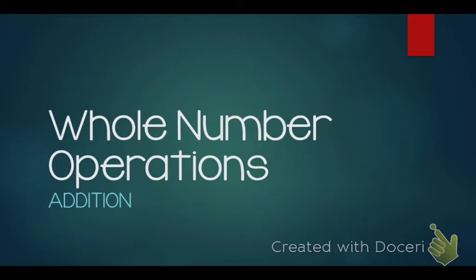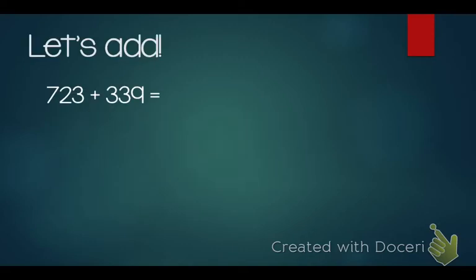specifically on addition. Here we have our first problem, 723 plus 339. Right now, our problem is written side by side. The numbers are written side by side. We can add the numbers that way, or we can rewrite the problem and write it in columns. So that means write one number on top of the other.